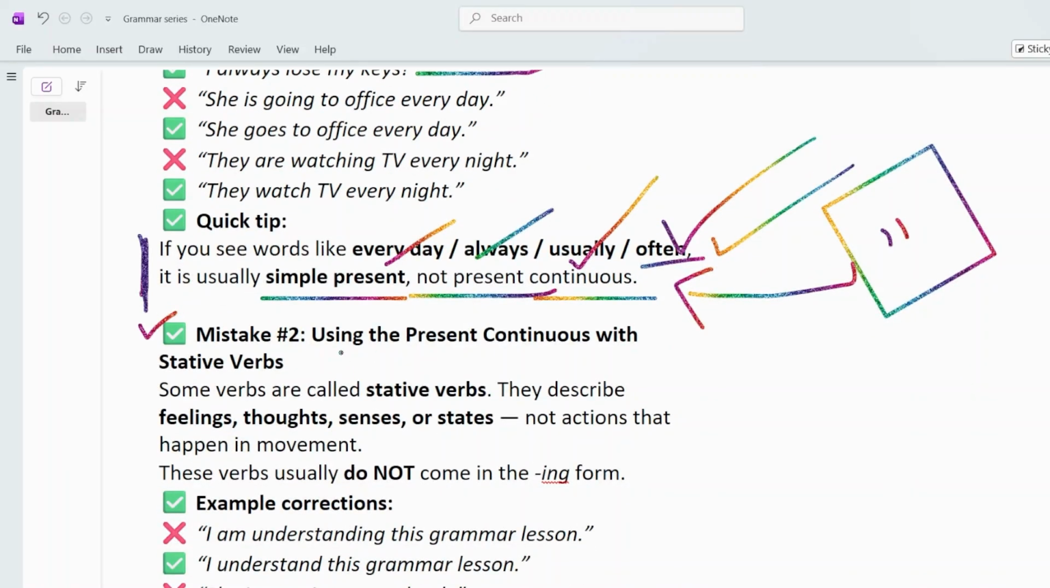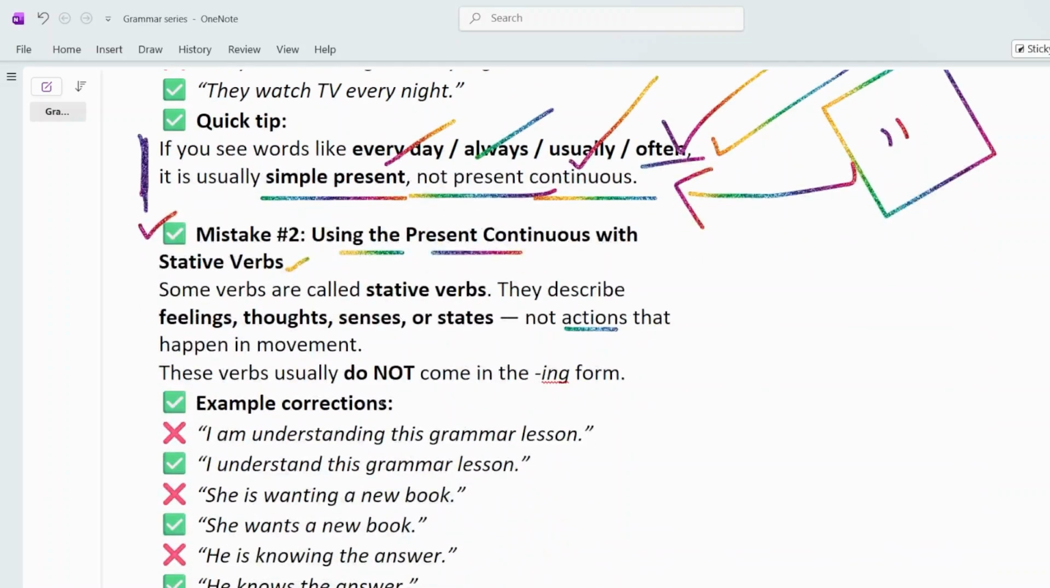What do you think mistake number two is? As seen on the screen, it is using the present continuous tense with stative verbs. What do you mean by stative verbs? I told you that stative verbs are not action words or action verbs. They are feelings or brain verbs, like love, hate, like, want, know, believe, understand, need, etc. These are feelings, thoughts, senses or states, and they are not action words, so these verbs usually do not come in the ing form.